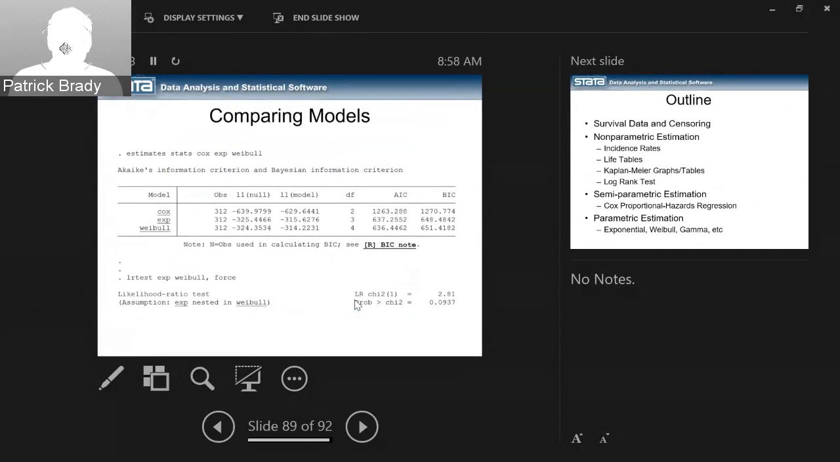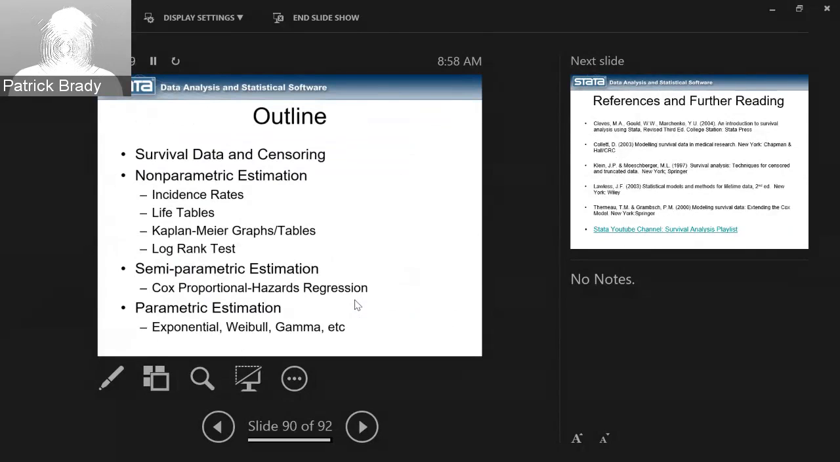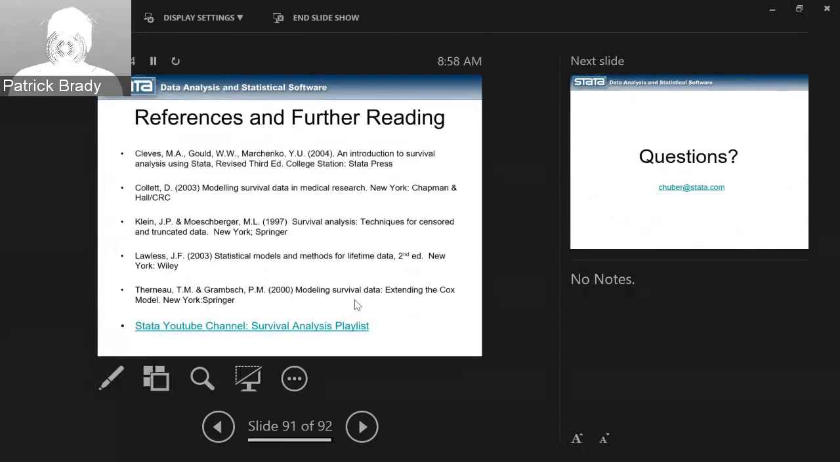Okay. But again, choosing among different parametric forms, we've got to wrap up, is an extra thing you're going to have to do with parametric models. Okay. So that's kind of where we've been.